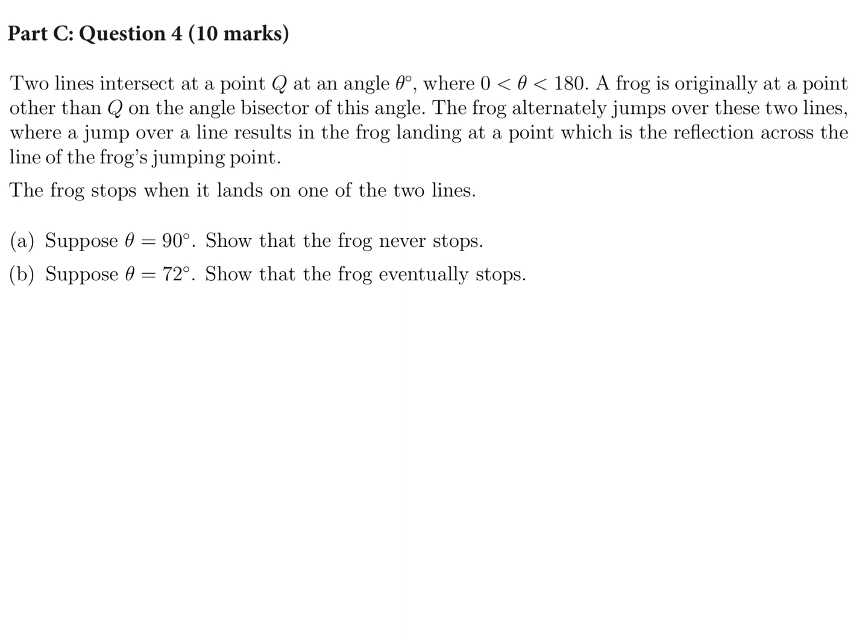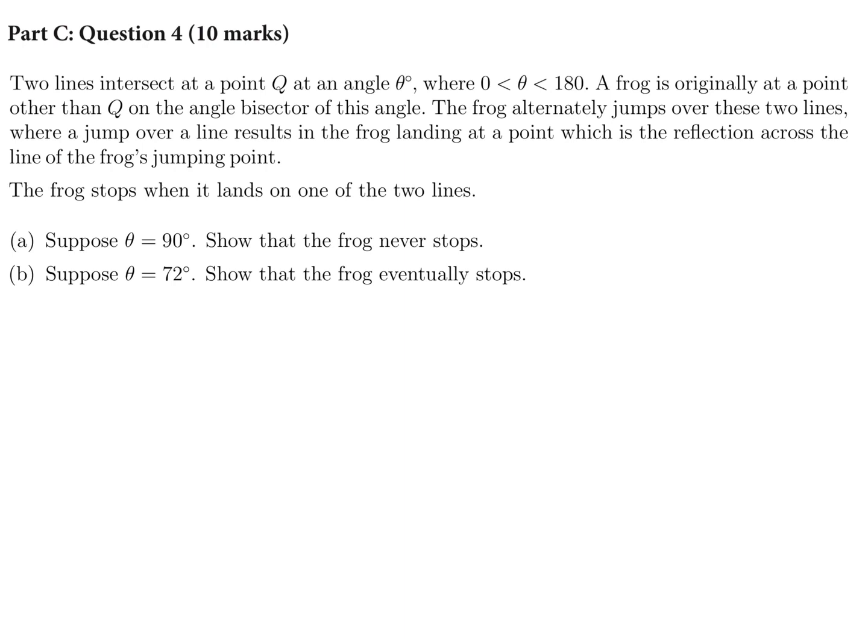Two lines intersect at a point Q at an angle theta, where theta is between 0 and 180. A frog is originally at a point other than Q on the angle bisector of this angle. The frog alternately jumps over these two lines, where a jump over a line results in the frog landing at a point which is the reflection across the line of the frog's jumping point.